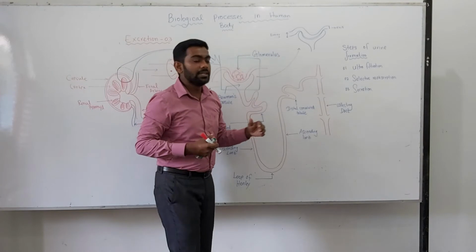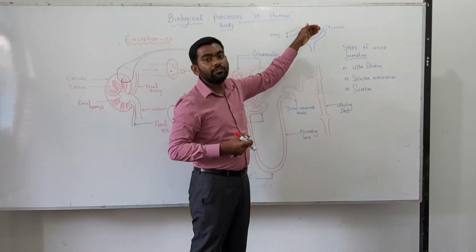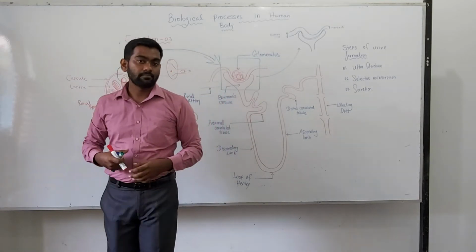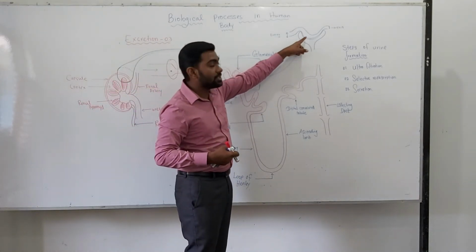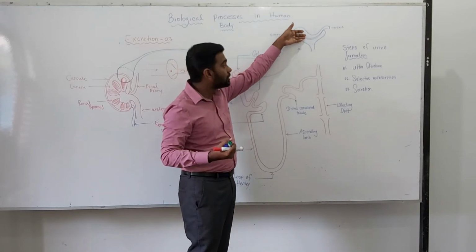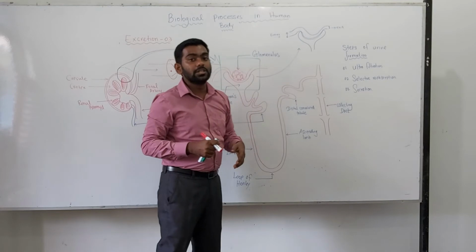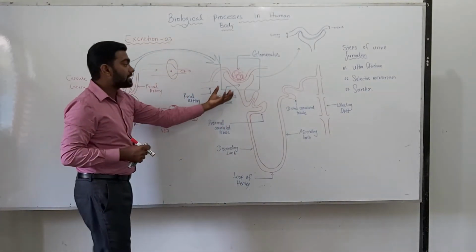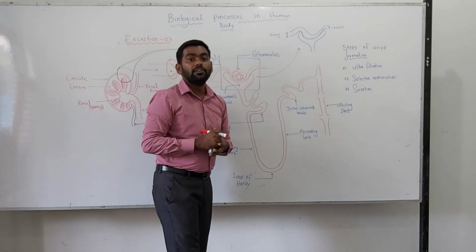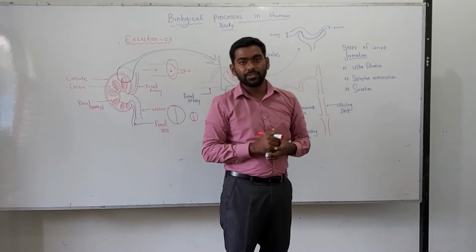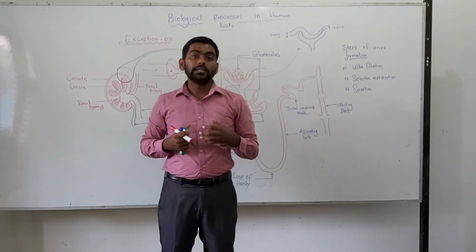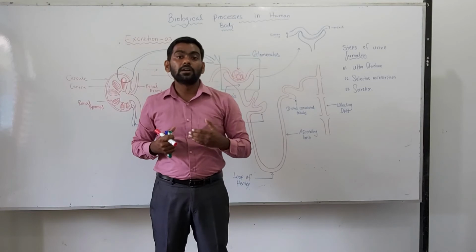You know what will happen? The components will move from the higher pressure area to the low pressure area. That's the nature, right? Because of this, except the blood cells and the blood proteins, all the other materials will be filtered into the Bowman's capsule. Whatever solution is filtered into the Bowman's capsule is called glomerular filtrate.